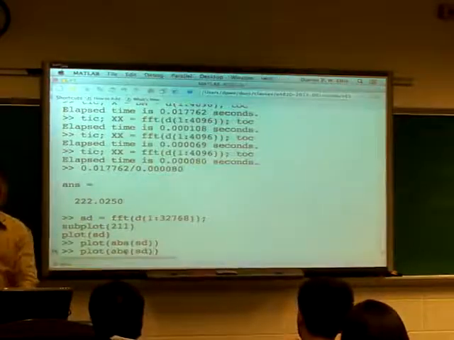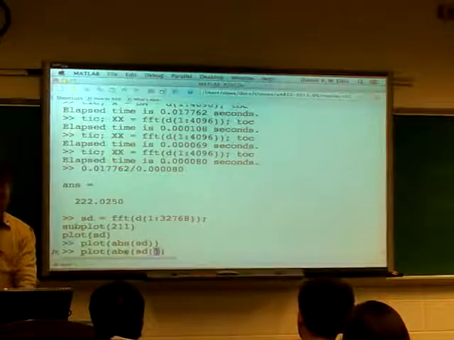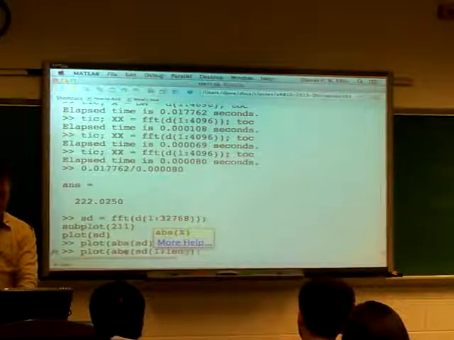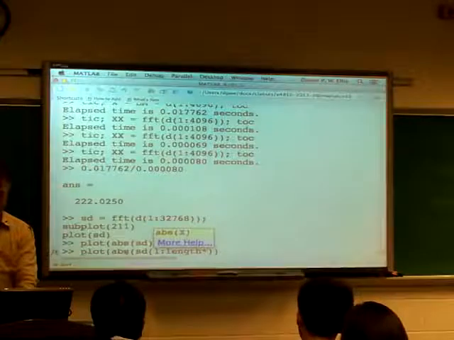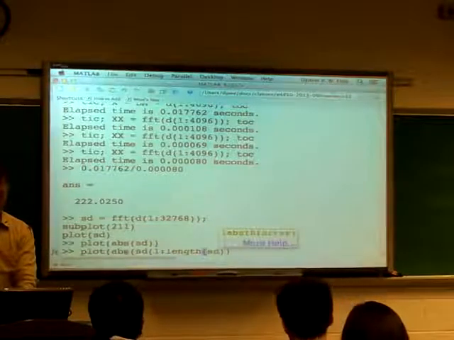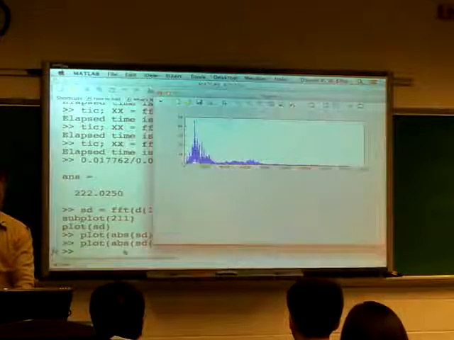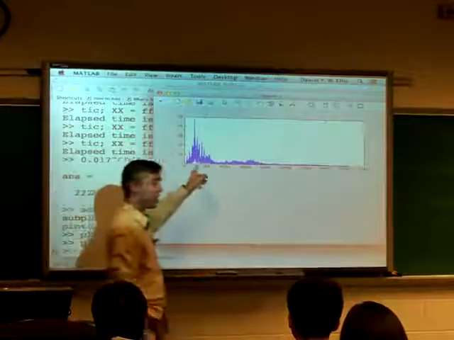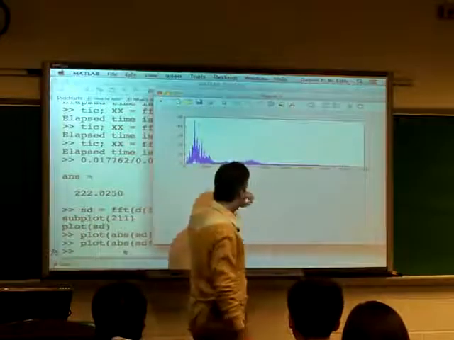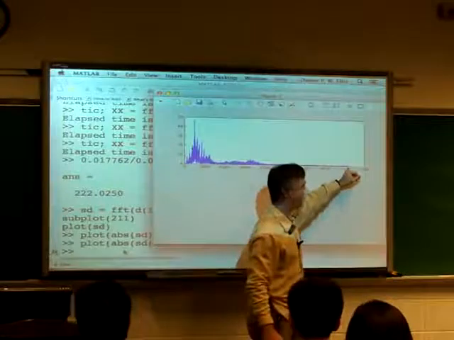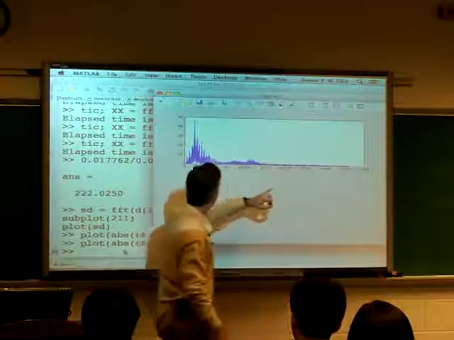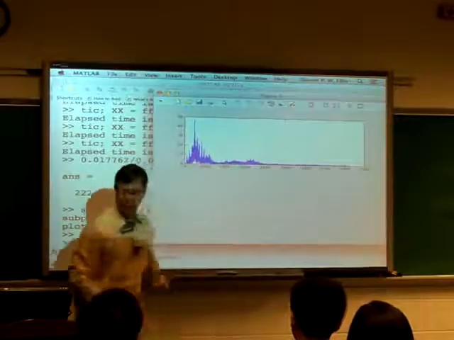So what we really want to plot is abs of SD for 1 to length SD on 2, the first half here. And now that's much more the spectrum that we expect. And now it's giving us the 16384 points, which are the half.